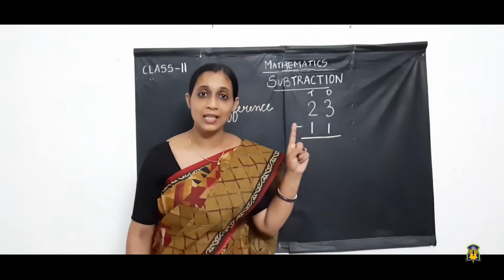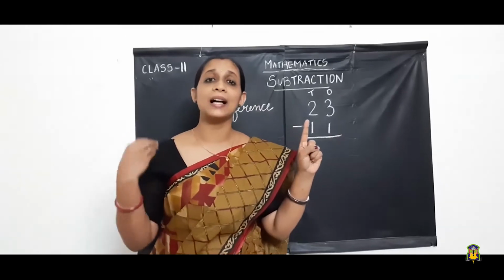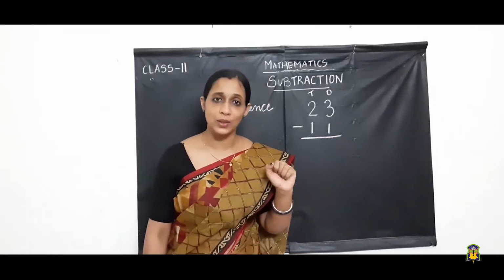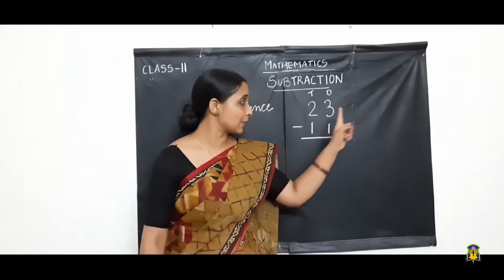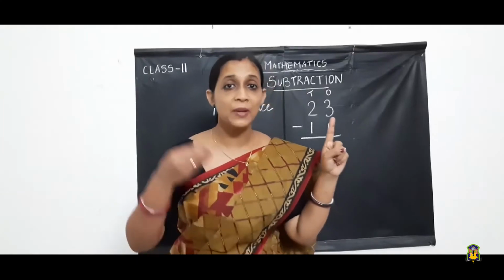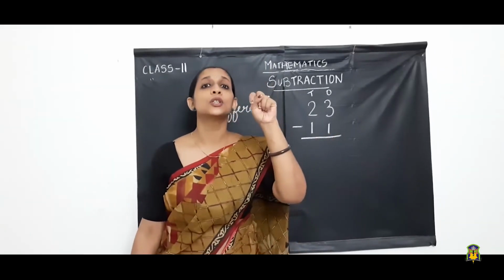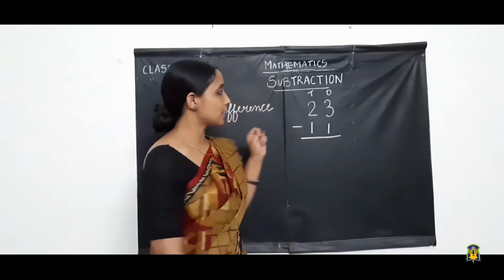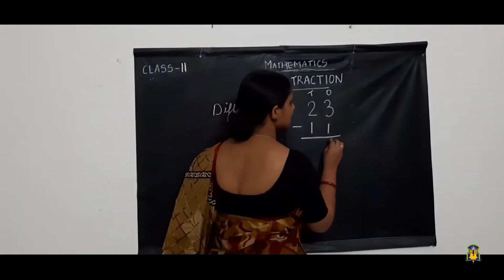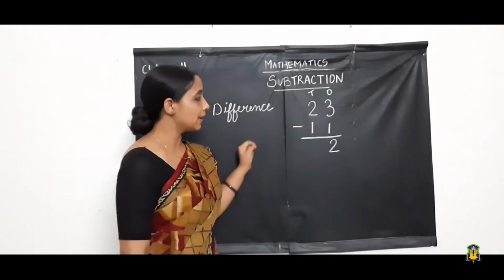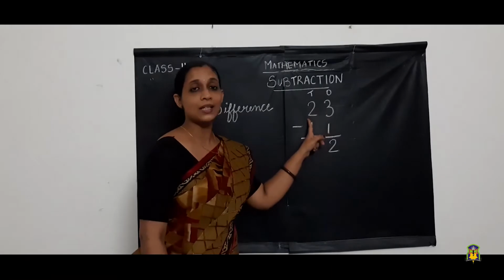In subtraction, we are doing backward counting. So, 3 in mind and 1 in hand. Before 3 it is 2. Before 3, 2. So, 3 minus 1 is 2. Okay. Now, we move on to the next place.